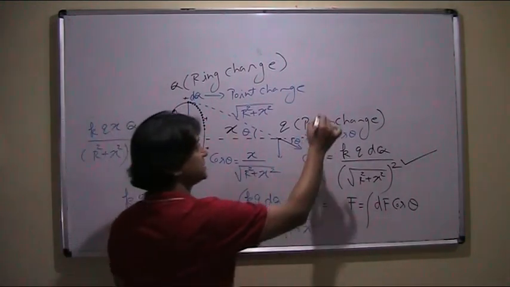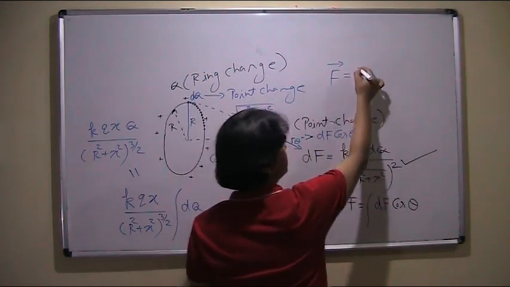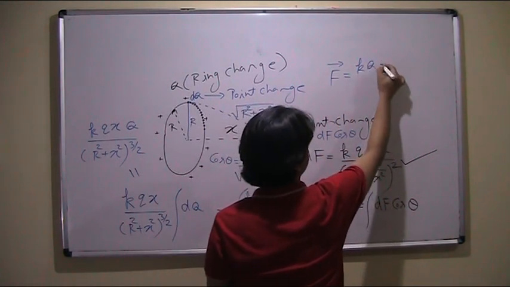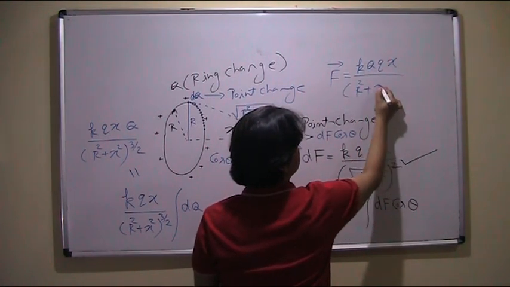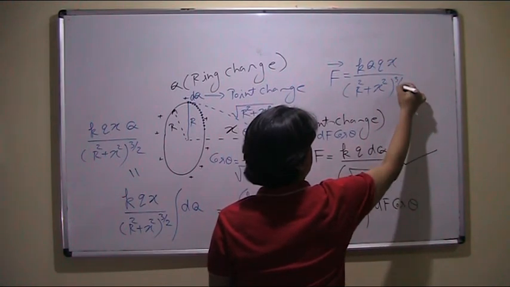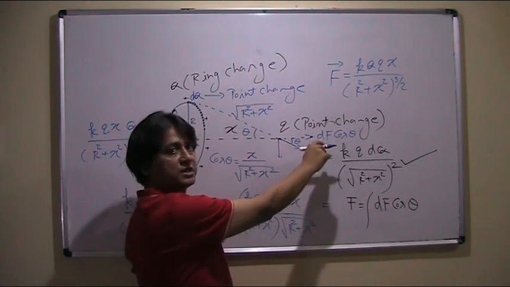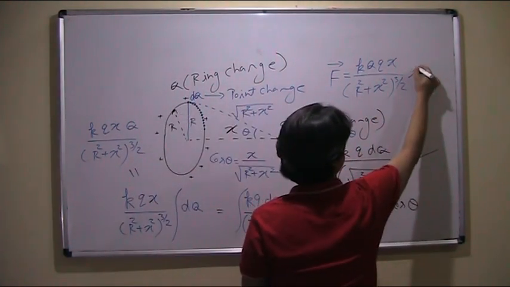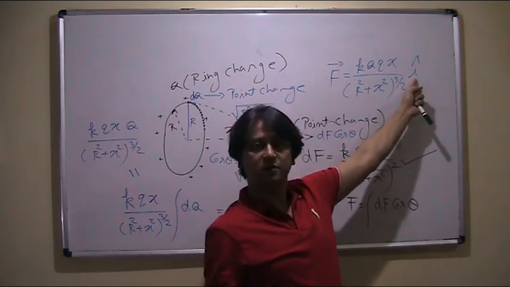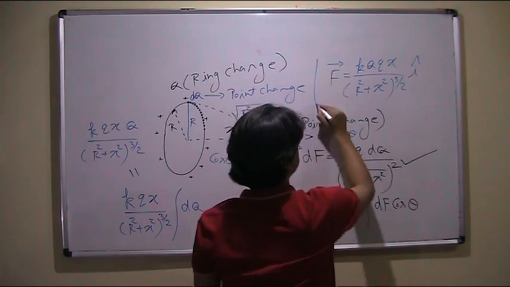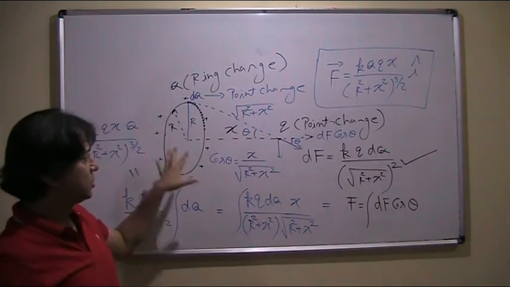And if somebody needs vector form, then we'll write force like this. First you need magnitude. We know the magnitude is k x divided by r square plus x square to the power 3/2, and the force is pointing along the axis. This direction is I cap, and that gives you the direction. So this is the magnitude, and this is the unit vector for direction, which completes the force on the charged ring. Let's again summarize the whole thing.